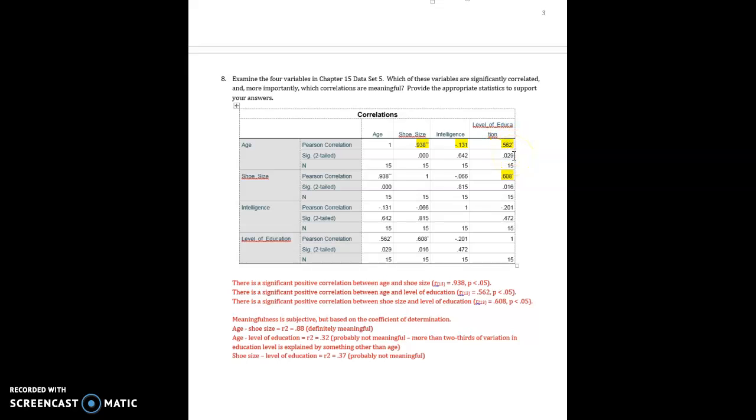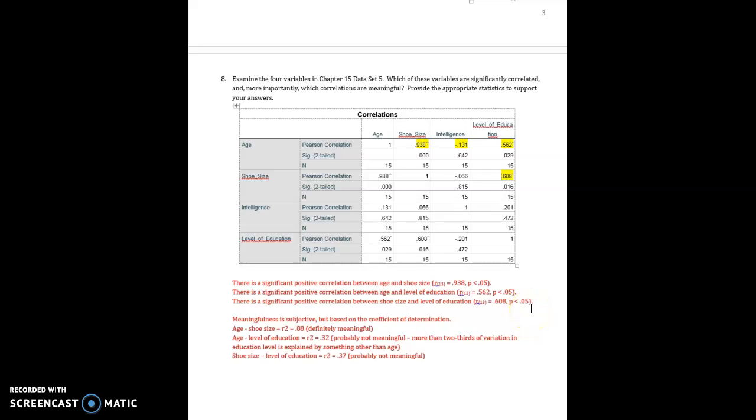This one, the p-value is less than 0.05, so we conclude that there is a significant positive correlation between age and level of education. Then the last one, the correlation between shoe size and level of education, is found here. This one, again, we see the p-value is less than 0.05, so we conclude that there is a significant positive correlation between these two variables.